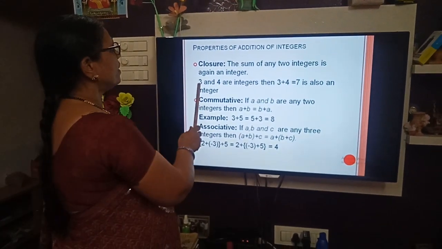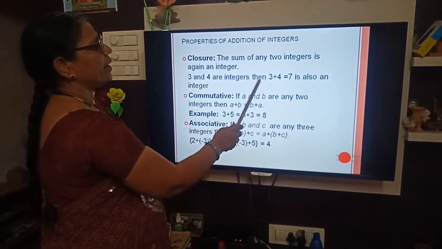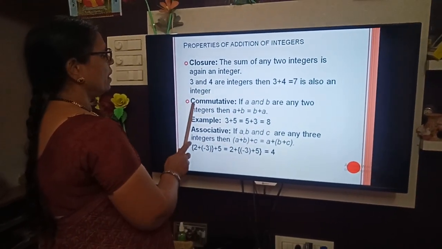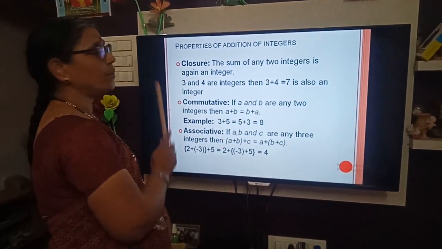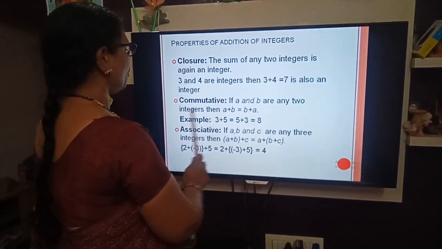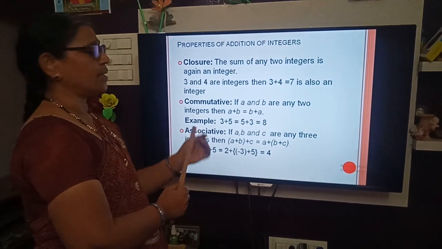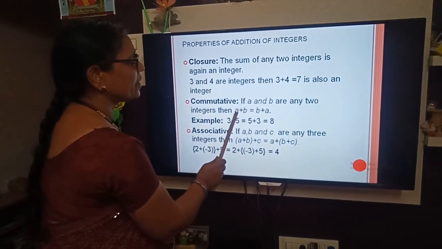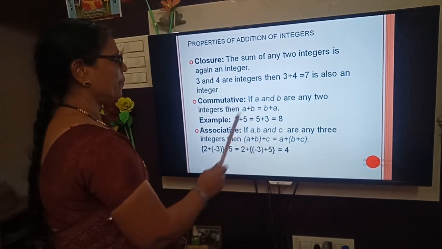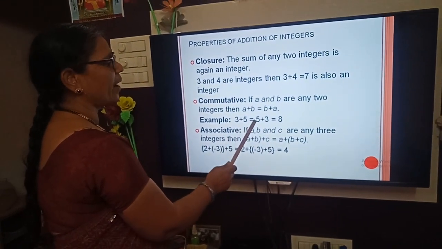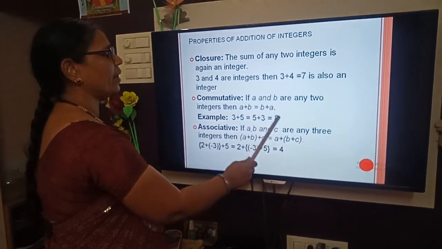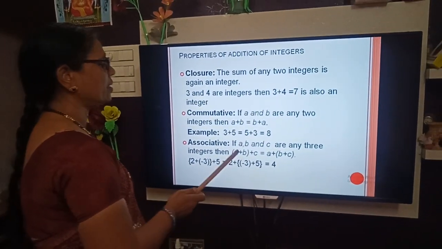Example here, 3 and 4 are integers, then 3 plus 4 is 7. It is also an integer. Second one is commutative property. Here, if a and b are any two integers, then their sum, first a plus b, must equal b plus a. Here is an example, 3 plus 5 is equal to 5 plus 3, is equal to 8. You can take examples with negative integers also.